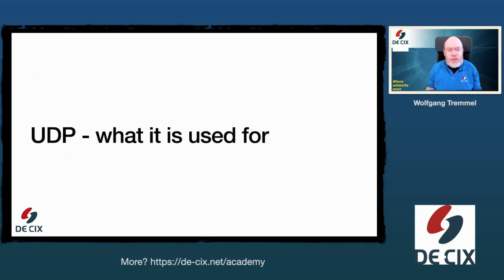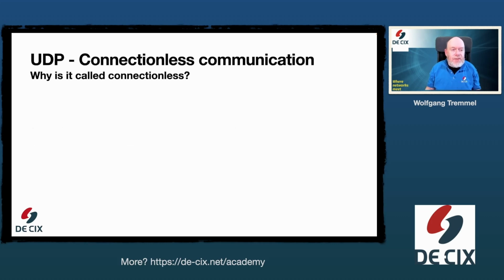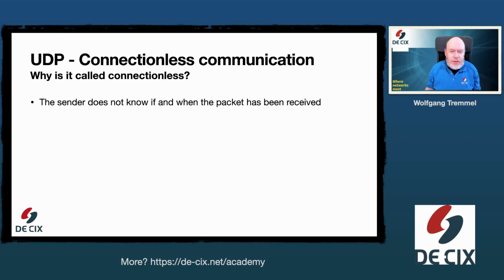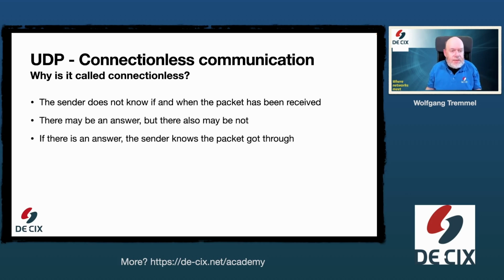So, what's UDP used for? And why is UDP communication called connectionless? The sender doesn't know if and when the packet has arrived. So the sender just sends a UDP packet. There may be an answer, but there may be not. If there is an answer, the sender knows the packet got through. But if there is no answer, either the packet got lost or the answer got lost.